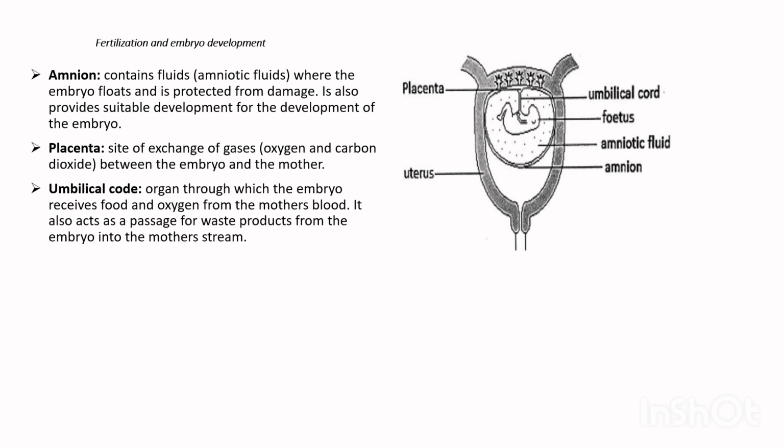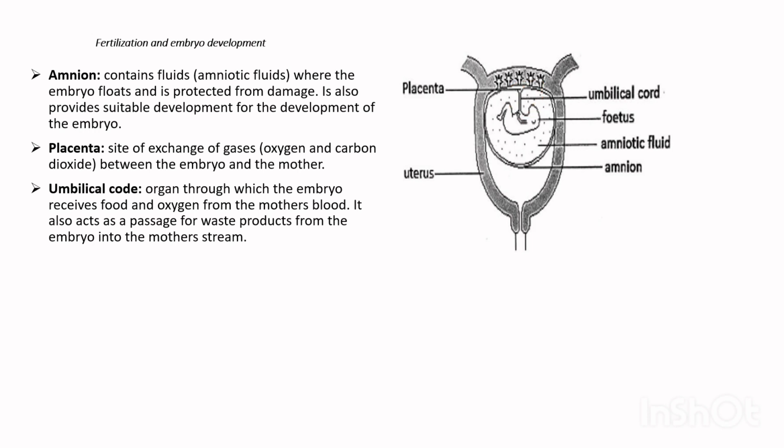Then we move to the umbilical cord. The umbilical cord is simply an organ that receives food and oxygen from the mother's blood. It also acts as a passage for waste products from the embryo into the mother's bloodstream. So here is our umbilical cord, which is connecting the fetus to the placenta. The umbilical cord is just simply connecting there.